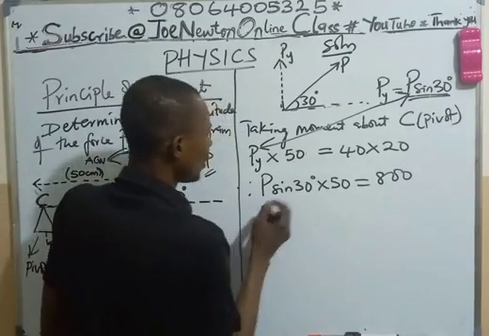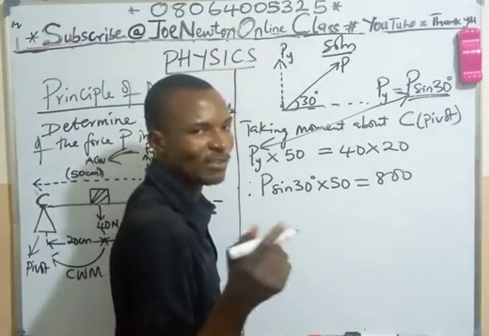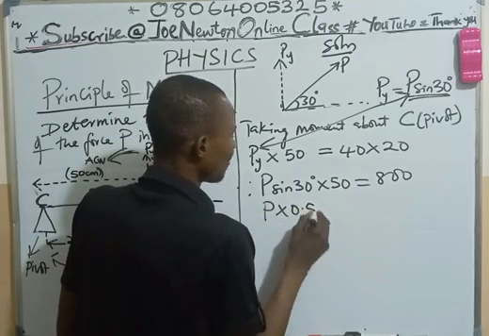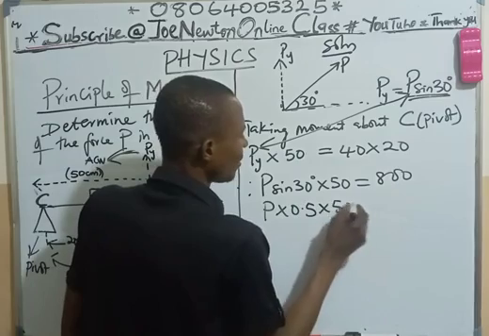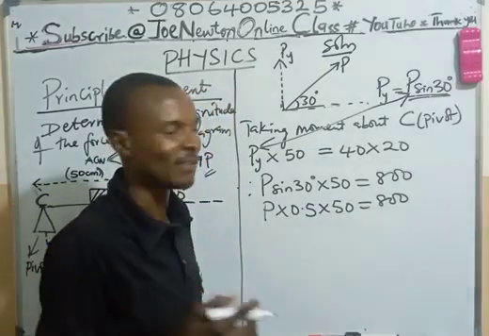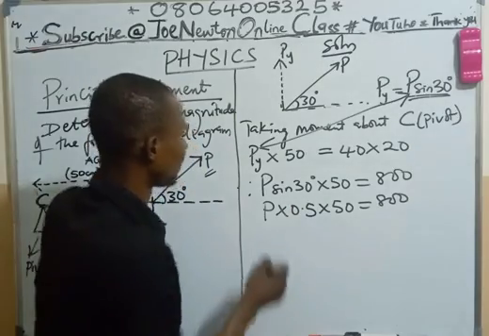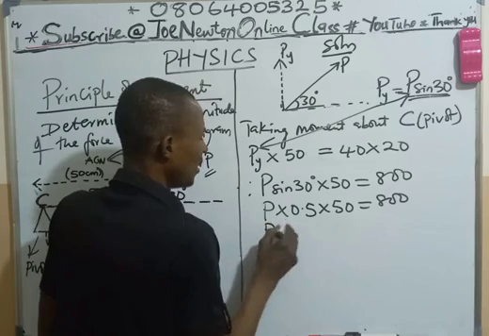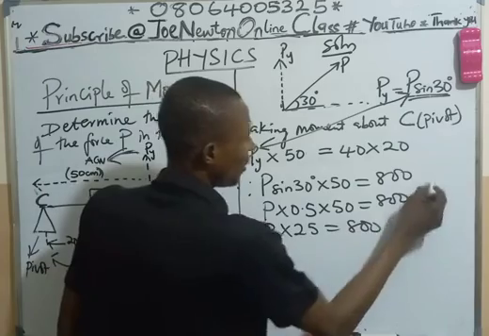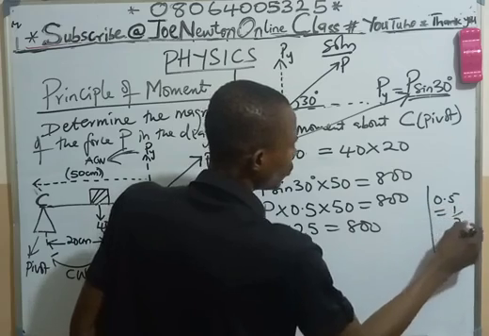Sine 30 degrees is 1/2, which is 0.5. So we now have P times 0.5 times 50 is equal to 800. And of course, we know that 0.5 is half, so half times 50 will give us 25. So that will give us P times 25 is equal to 800. Remember that 0.5 is the same as 1/2.